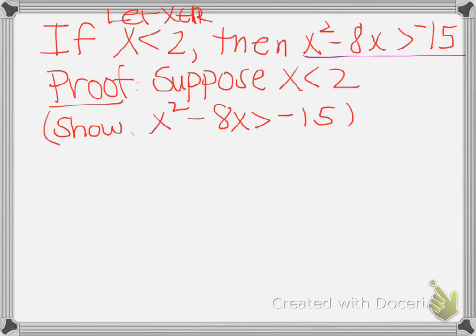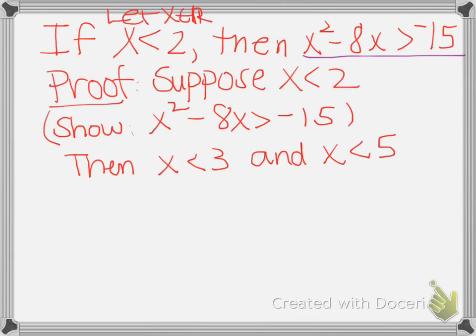Now, this is where you have to think about strategy. Well, we know we want to bring in 3 and 5 somewhere. We have this inequality. Suppose x is less than 2. Well, if x is less than 2, then x is less than 3. Make sure that makes sense in your mind. If a number is less than 2, then that number has to be less than 3. And actually, that number will also be less than 5.